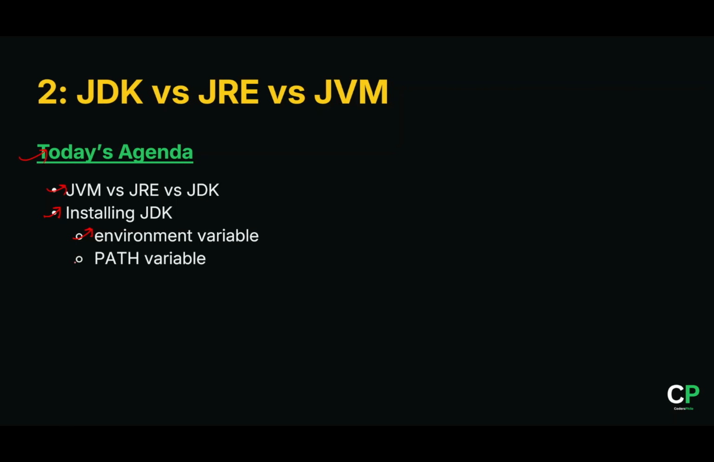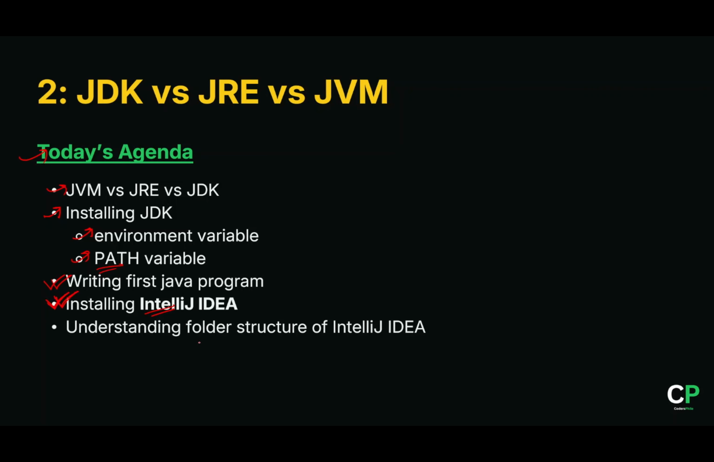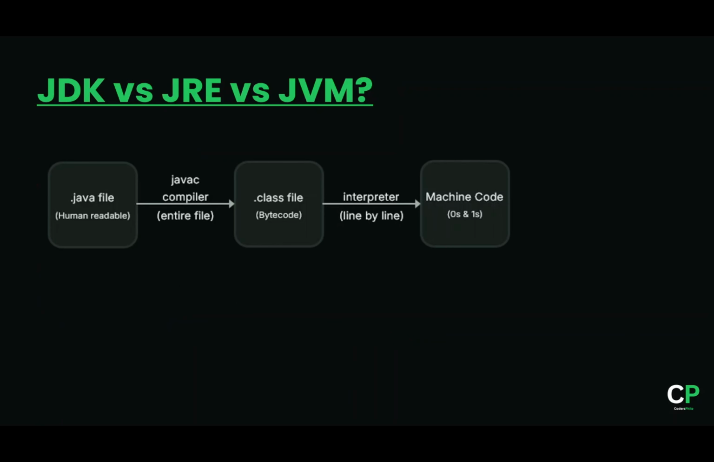Then we will learn about what is the path variable and what is the significance of it. Then finally we will write our first Java program and dissect it, like how it internally works. Then we will install one IDE for our Java programs, that is IntelliJ IDEA. Then we will understand the folder structure of this IDE, IntelliJ IDEA. So this is going to be today's agenda of our video. So let's start our discussion with JDK, JRE and JVM.